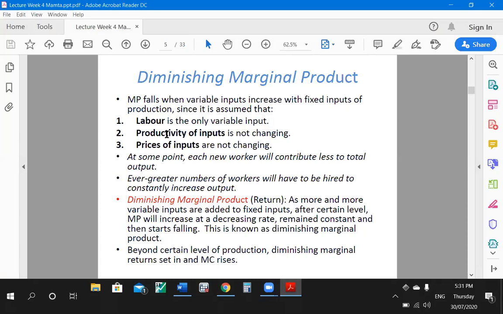So what we mean here is this. Let's say labor is the only variable input. In our case, in the coffee shop, we already showed you that when we change the labor only, other things remain the same. Management remains the same. Our premises remain the same. Everything remains the same. We're just increasing one extra labor, and we're checking how much the production goes up.